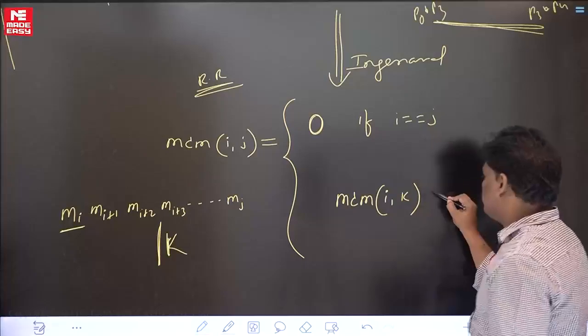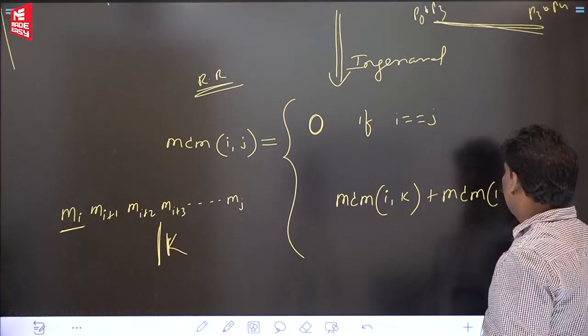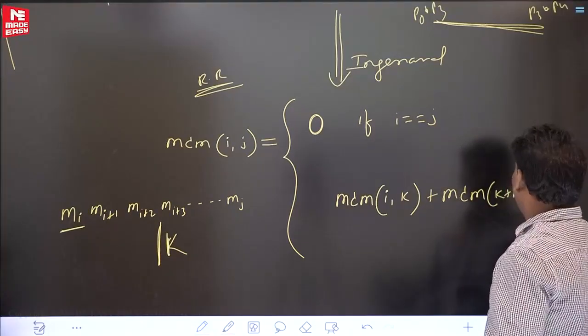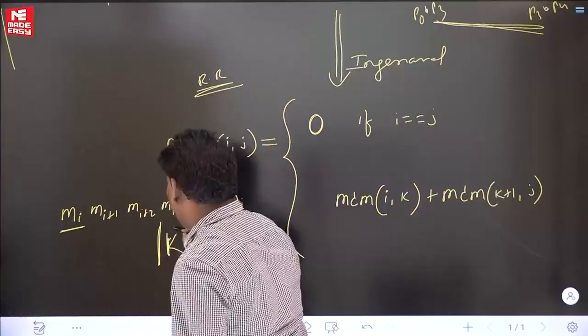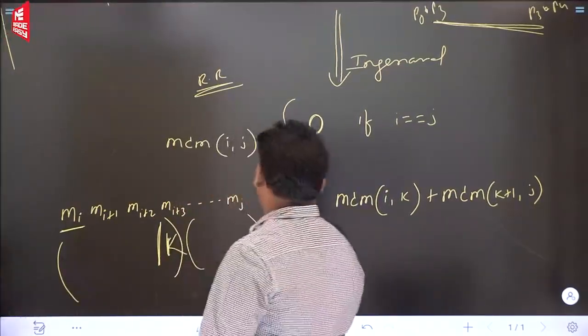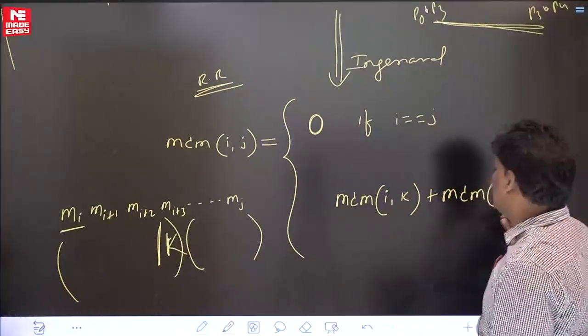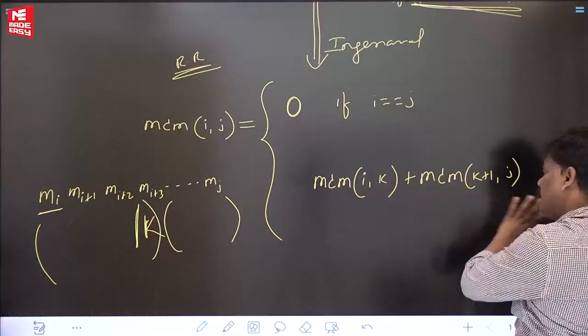Complete the I2K first. What is the next one remaining? MCM of remaining. What is the answer? K plus 1 to J you complete. So I2 some K first complete. Afterwards K plus 1 to J you complete, right? That is fine. Some people are asking, I2K first, K plus 1 to J next, that is okay.